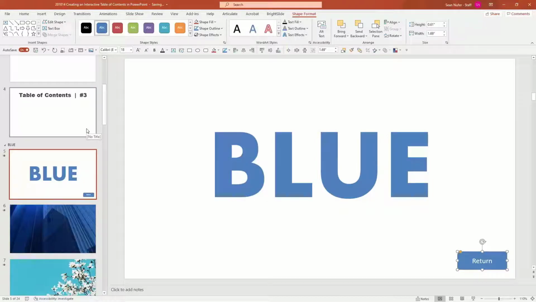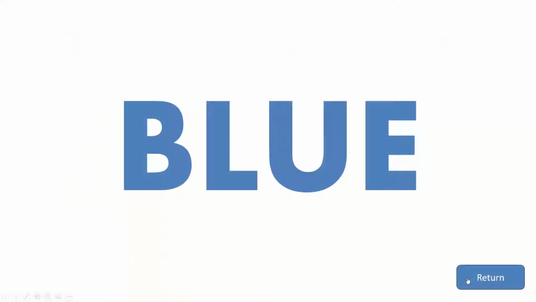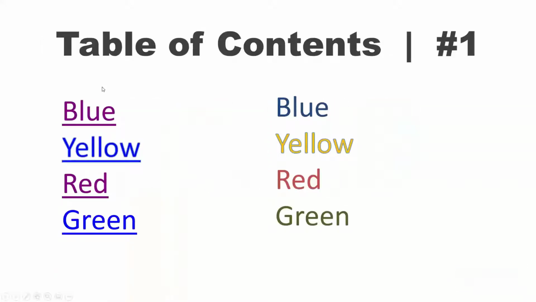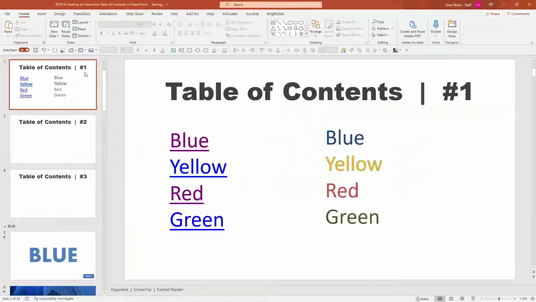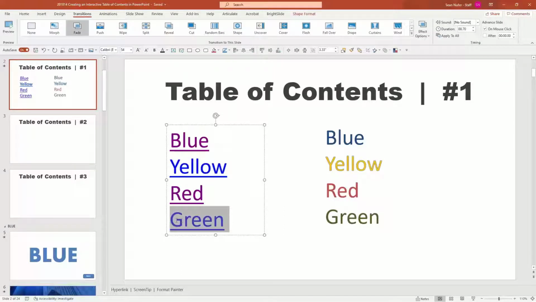So now if I just play from the beginning, I have my title slide, I have my table of contents. I can click on blue. That'll take me to the blue section. And then when I click return, it'll take me back to the table of contents section. And if I wanted that to fade in, I would just put a transition, maybe a morph or a push or a wipe.